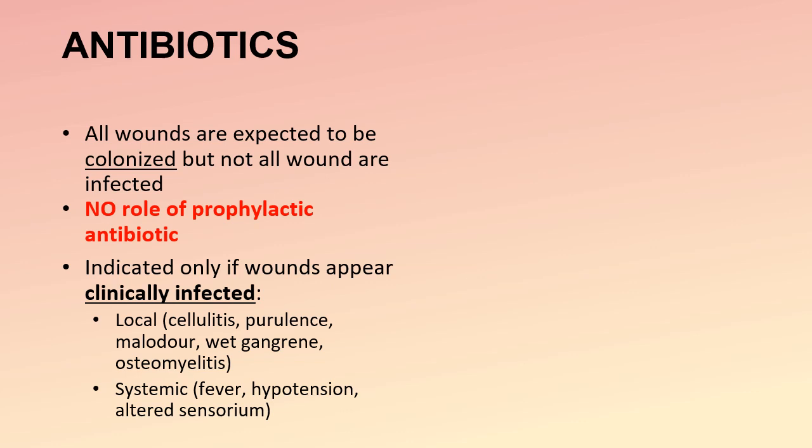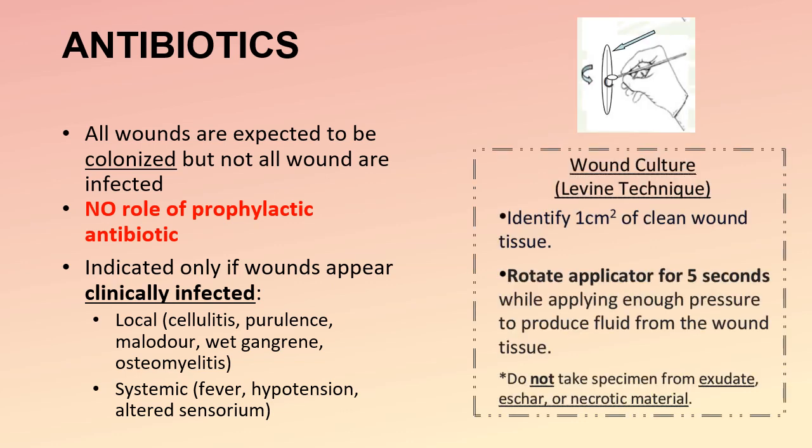Now, how do we do wound culture? Commonly used is the Levine technique. Start with identifying 1 cube of clean wound tissue. Rotate the applicator for 5 seconds while applying enough pressure to produce fluid from the wound tissue. Remember, specimen should not be taken from exudate, eschar, or necrotic material to avoid contaminant.